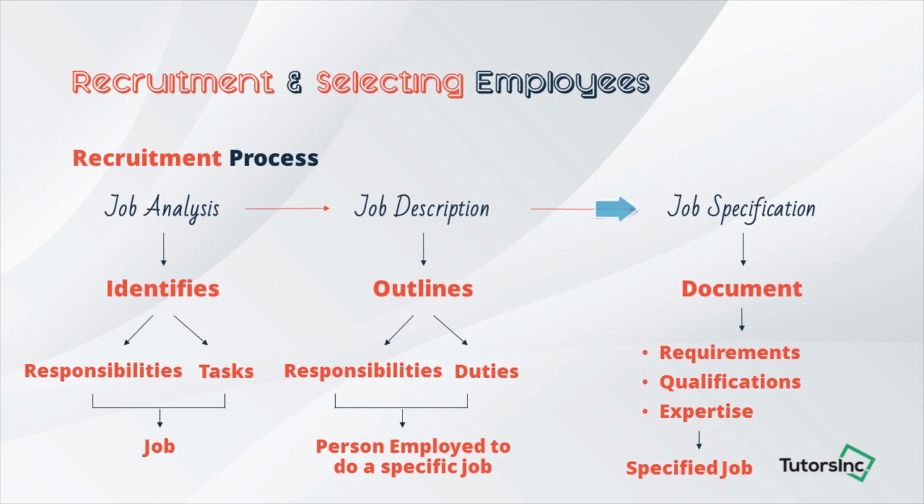After that, a job specification is prepared, which is basically a document that outlines the requirements, qualifications, and expertise of the person who will be filling in the job. It helps the business to check if the candidates who applied match with the expectations of the business. The list of requirements usually includes the level of educational qualification, amount and type of experience, special skills, knowledge or particular expertise, and personal characteristics.